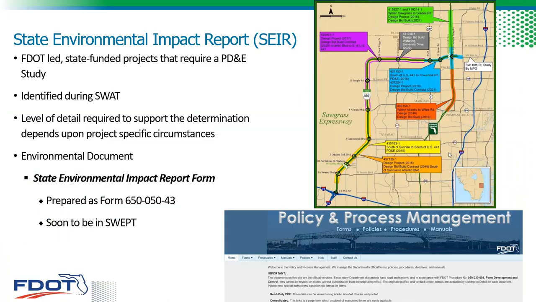Now remember, the SEERs are prepared for those FDOT-led state-funded projects that require a PD&E study. So for most projects, again, this was identified during that SWOT process. And the size and the level of detail that's needed to support the decision can vary in a SEER, and it's all really going to depend on the project-specific circumstances. The State Environmental Impact Report form is used to document SEER projects, and currently this form is available from FDOT's Policy and Process Management Unit website. I'll have a link for that later, but soon it's going to be incorporated into SWEP to be completed electronically.